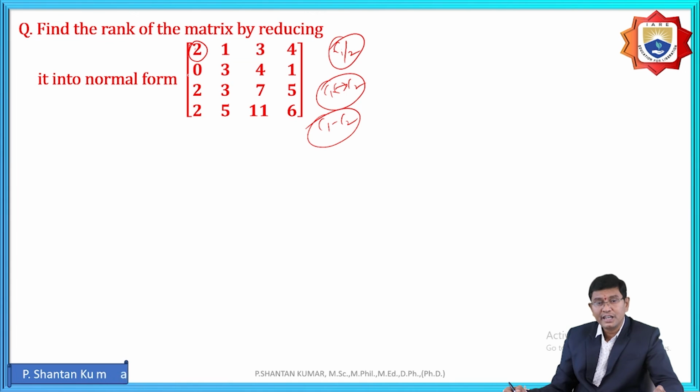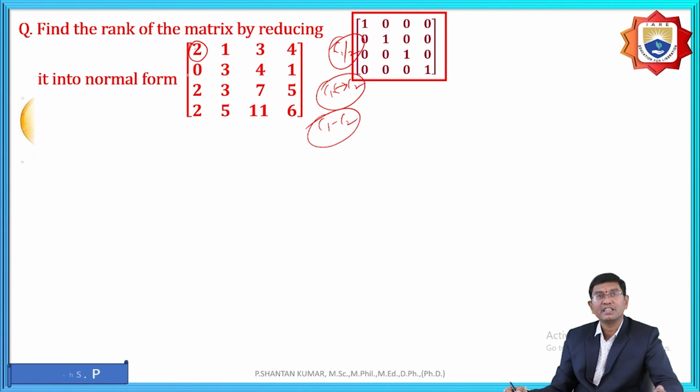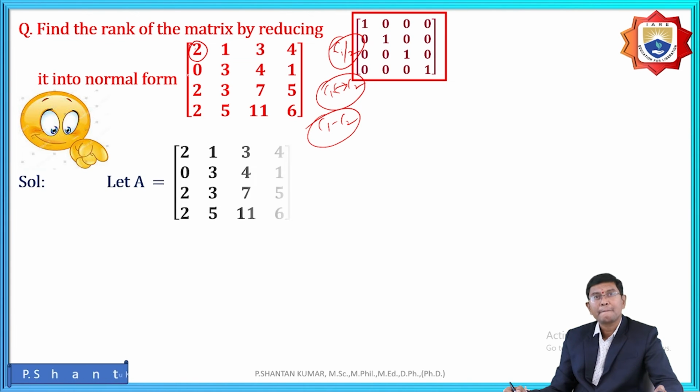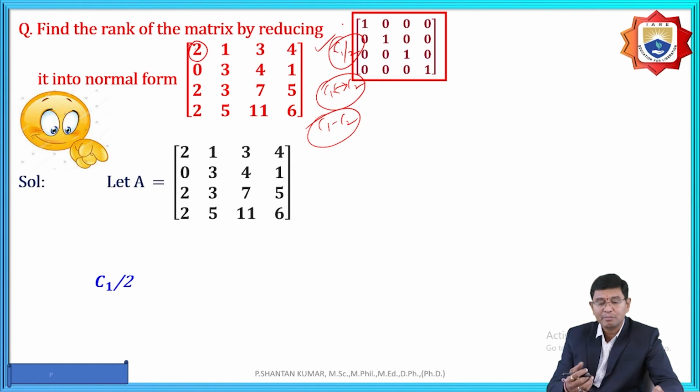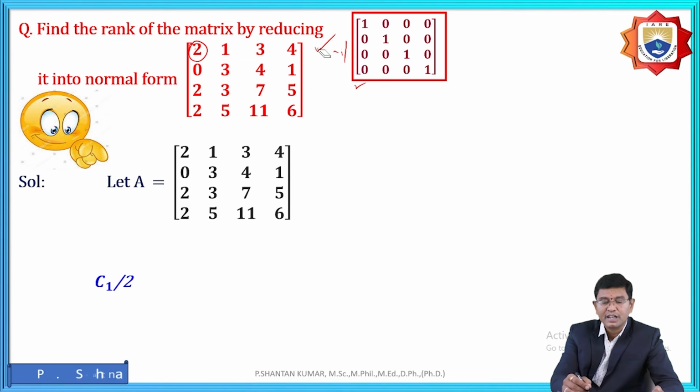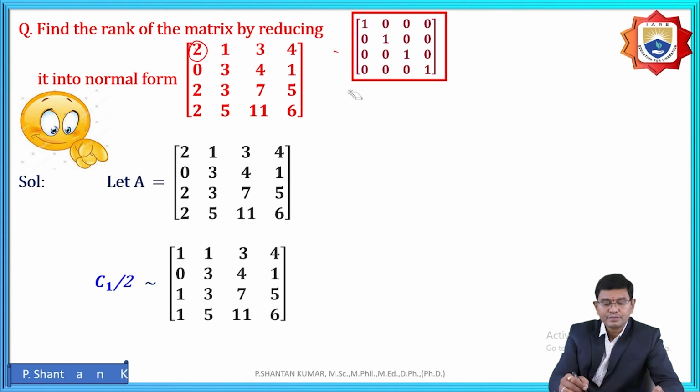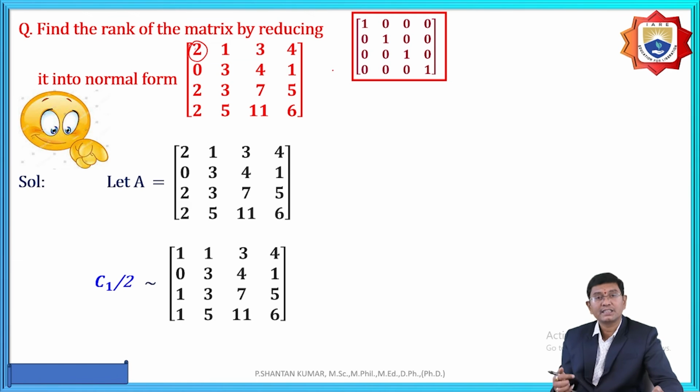Here I am going to apply C1 by 2. According to these three conditions, I selected C1 by 2, and based upon that the matrix is reduced to this matrix, and the rest of C2, C3, C4 have no changes.